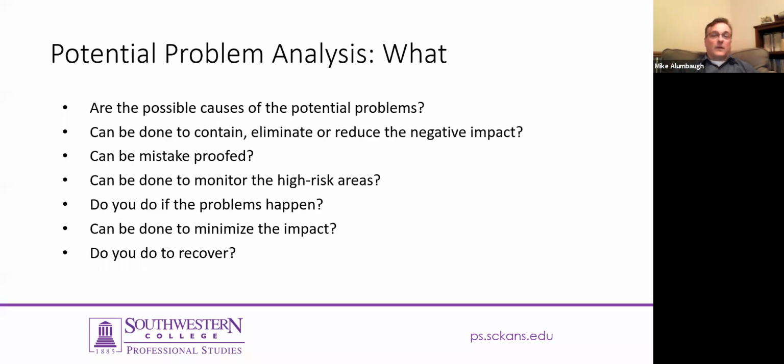And just like in the other phases, there are questions that need to be asked as part of the potential problem analysis. What are the possible causes of the potential problems? What can be done to contain, eliminate, or reduce the impacts? What can be mistake proofed? That's a really good one. A lot of gains can be made there. What can be done to monitor the high risk areas? And what do you do if those high risk areas go out of bounds, if that's set by the team management? What can be done to minimize the impact, and what do you do to recover if these problems begin to happen?